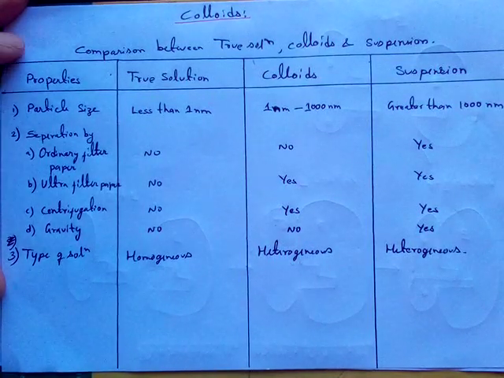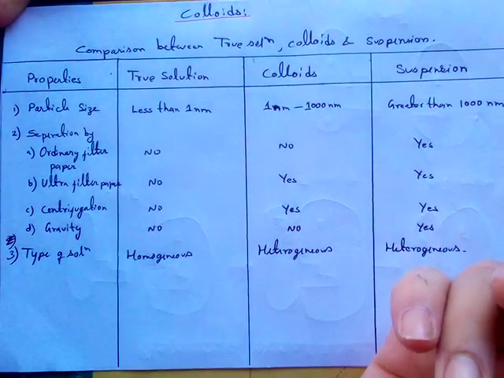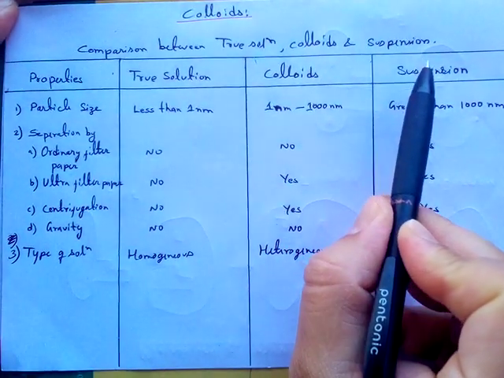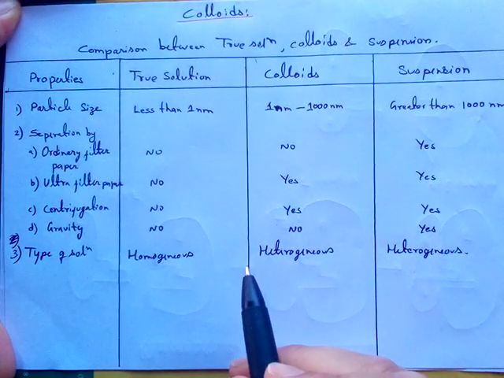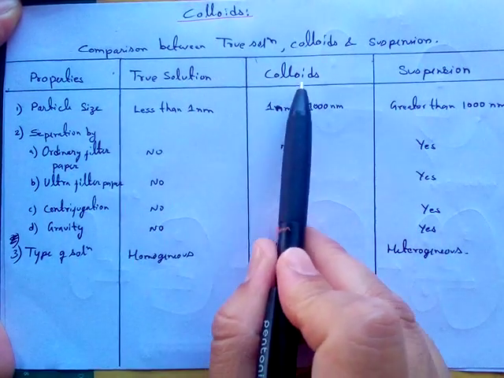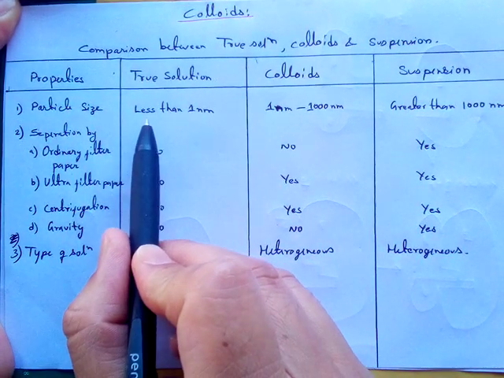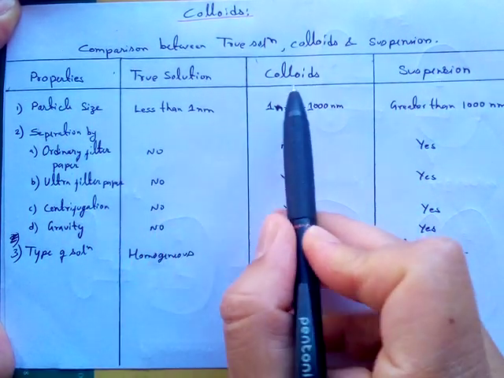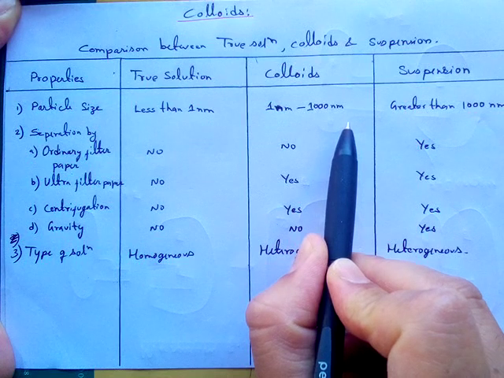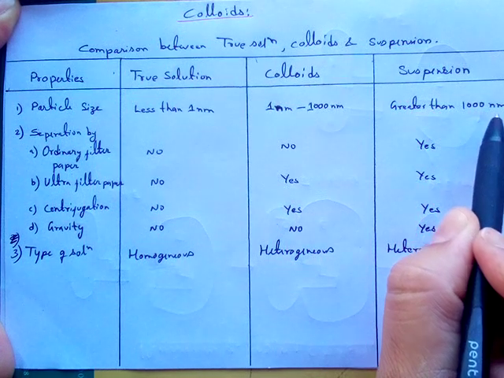Dear students, today we'll start our topic, colloids. Before starting the topic, we should know the comparison between true solutions, colloids and suspensions. I have made one table, you can have a look, based on properties. The particle size of a true solution is normally less than 1 nanometer, whereas colloids have a particle size of 1 nanometer to 1000 nanometer, whereas suspension has a particle size greater than 1000 nanometer.